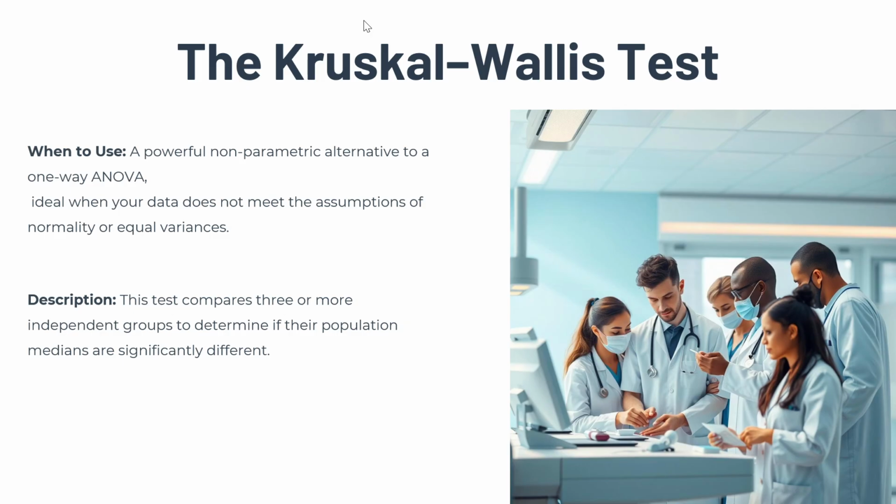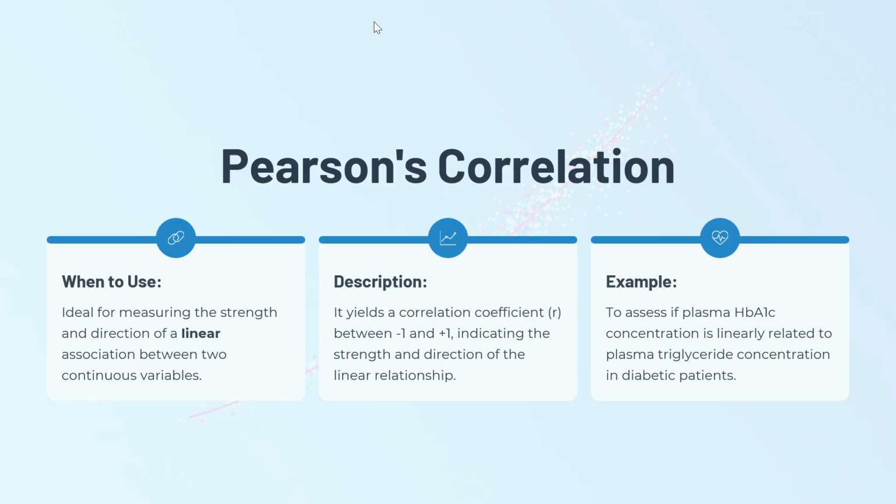Next is the Kruskal-Wallis test. It's a powerful non-parametric alternative to one-way ANOVA. It's ideal when your data does not meet the assumptions of normality or equal variances. This test compares three or more independent groups to determine if their population medians are significantly different.